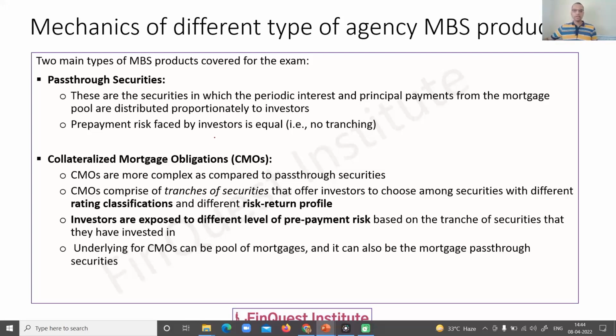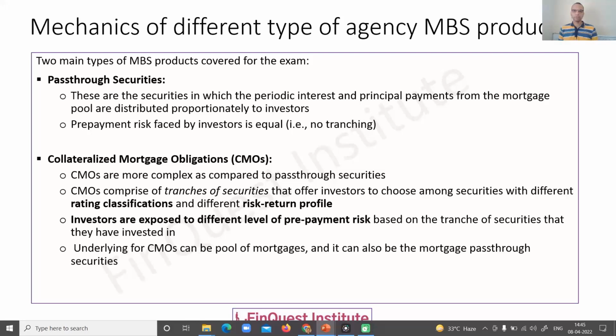The second category is CMOs, or collateralized mortgage obligations. These are like a step ahead from pass-through securities. So they are comparatively more complex because here we study tranching. So when we say tranching of securities, we have individual slices of securities which we are looking at, and every tranche has a different rating classification, and consequently it has a separate kind of risk and return profile.